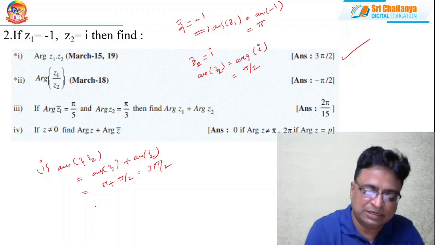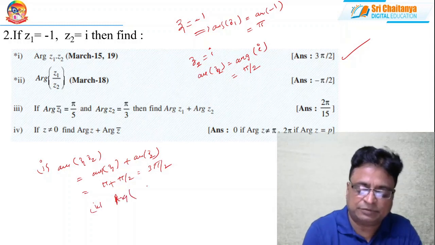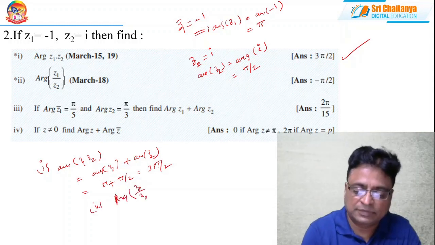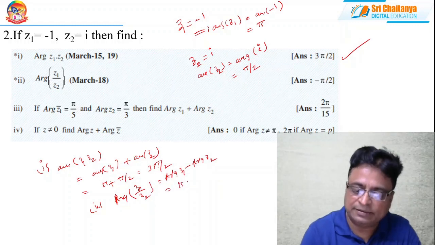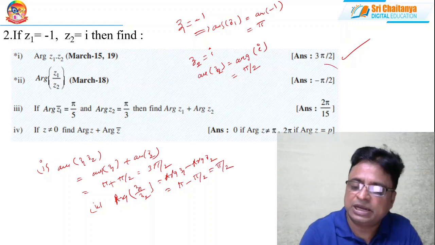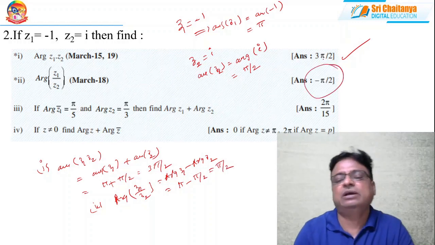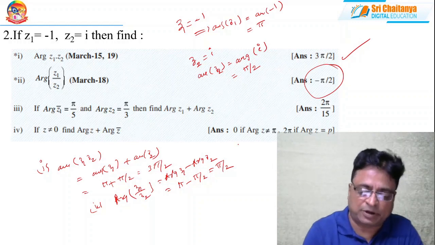And similarly, for the second question, argument of Z1 by Z2 is argument Z1 minus argument Z2. That is what? Pi minus pi by 2, which is equal to pi by 2. Here, a small mistake has been given in the answer. Don't worry. And coming to the third problem.